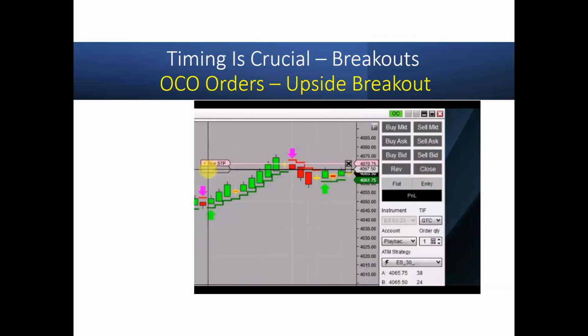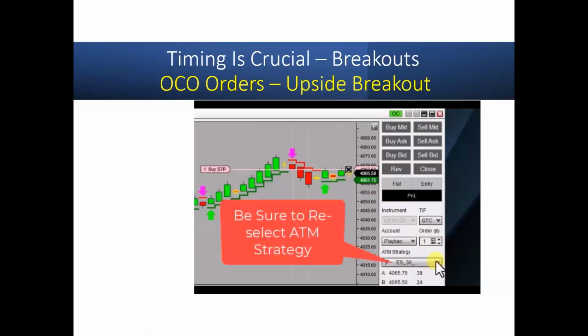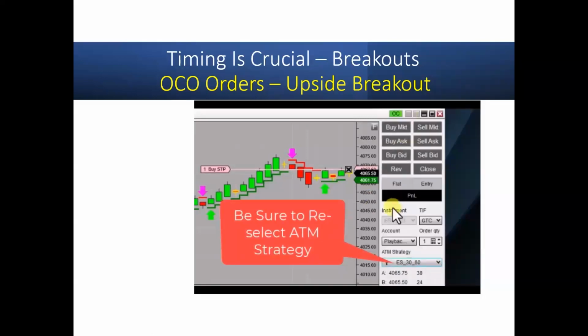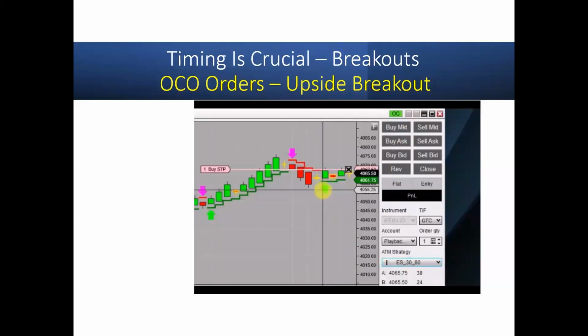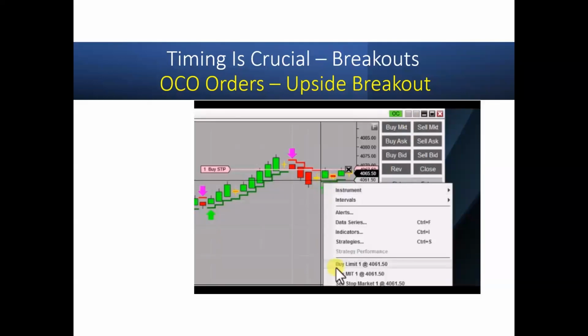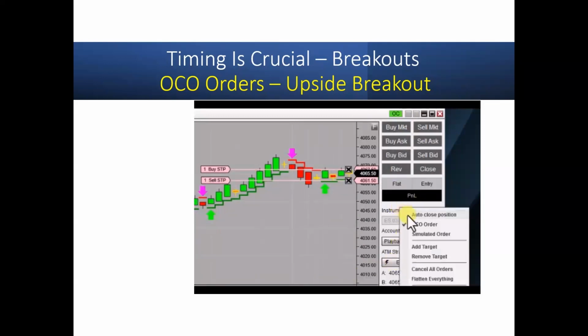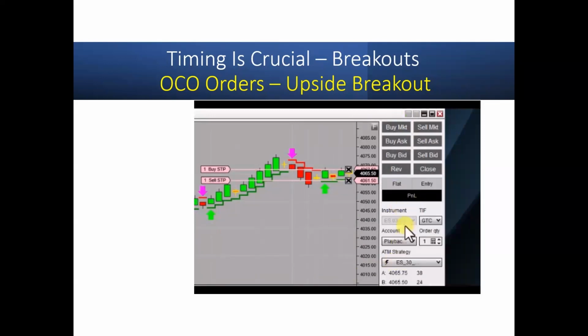The next thing we'll do is reselect an ATM strategy. That's very important. You need to reselect an ATM strategy for each one of these orders. So here we're going to put in a sell stop order, and again, we're going to let the market take us into the trade. Once we're in the trade, we can adjust the stops and targets however we want to.